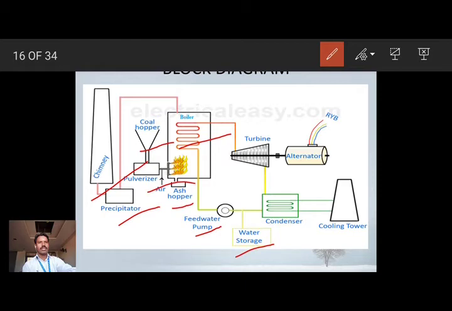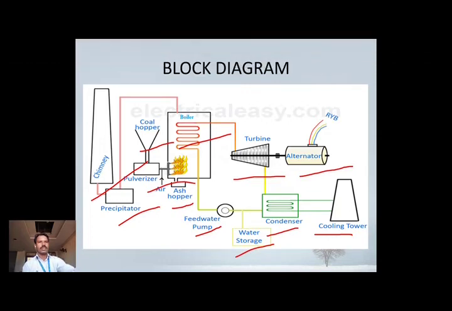The condenser converts steam into water. The turbine converts thermal energy into mechanical energy. The alternator or generator, as we know, converts mechanical energy to electrical energy. The cooling tower removes the heat from the condenser. The heat produced in the condenser is removed to the atmosphere. First you can write all the components and then explain each and every component.